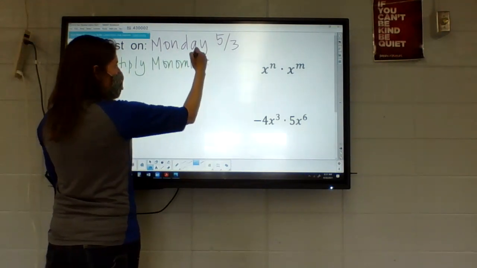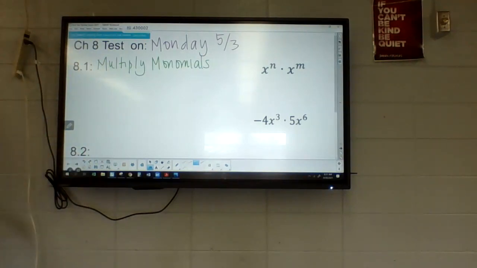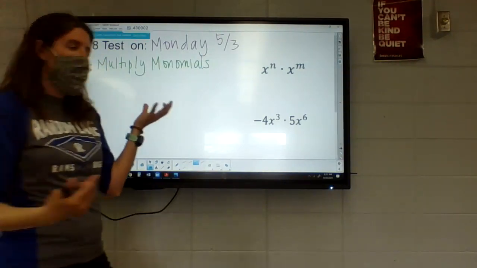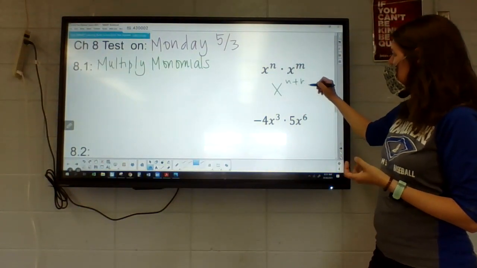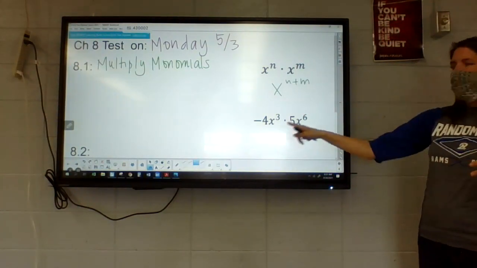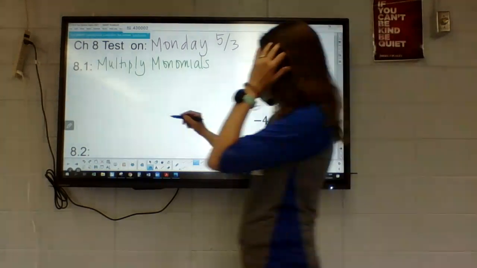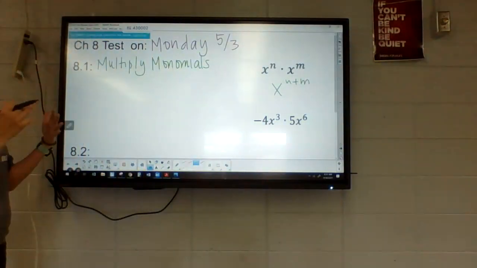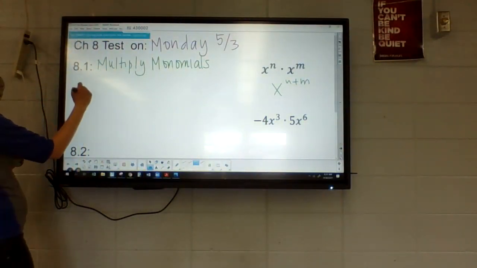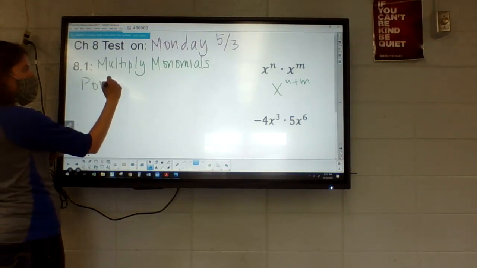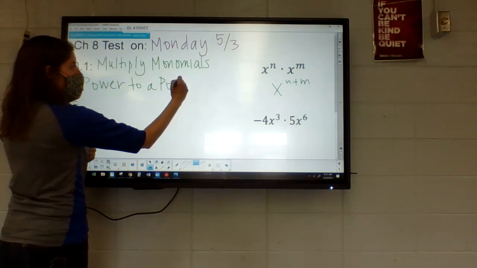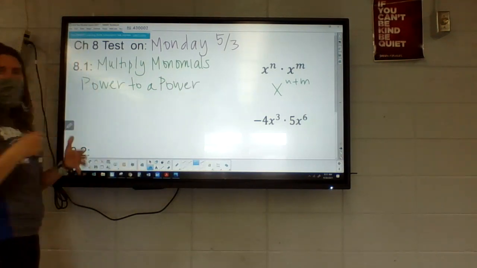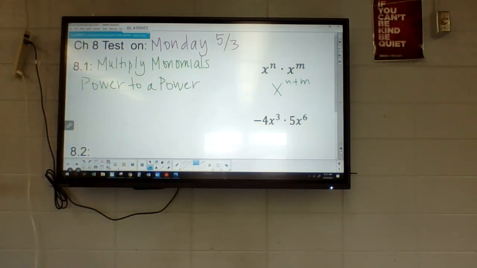Now, again, we talked about these as monomials. You don't have to know they're monomials. The main thing is that they're one term. So we add those exponents, but we don't want to forget that we multiply the coefficients. So just be comfortable with that. We also did power to a power in this section, and I'm not going to explain all that again because we just wrote all that on our chart.